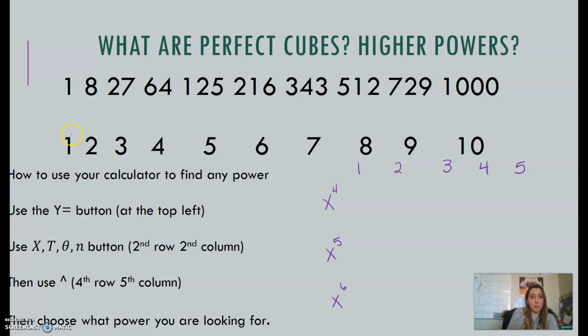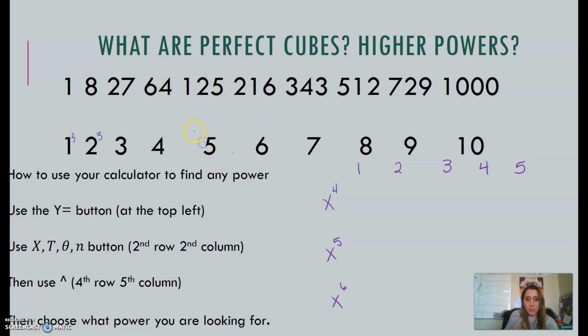So 1 cubed is 1 times 1 times 1 is 1. 2 cubed is 2. So if you use your fingers, 2 times 2, or 2 to the first power is 2. 2 times 2 is 4. Times 2 is 8. So that's how all of these perfect cubes work. So now we're going to find different powers. So what I want you to do is put this in your notes.